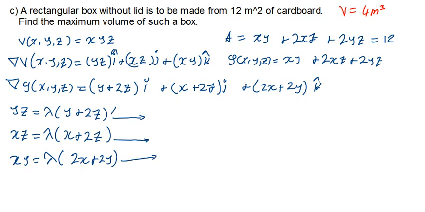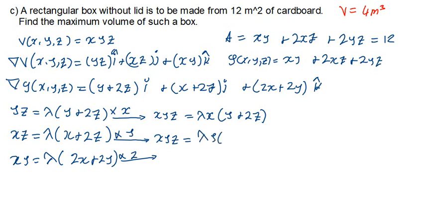I'm going to multiply this one by x. I'm going to multiply this one by y. I'm going to multiply this one by z. So what I'm going to get is xyz equals lambda x times y plus 2z, like that. Then multiply that by y, that will be xyz equals lambda y times x plus 2z. Then multiply that by z, that is going to be xyz equals lambda z times 2x plus 2y. That's what I have, like that.